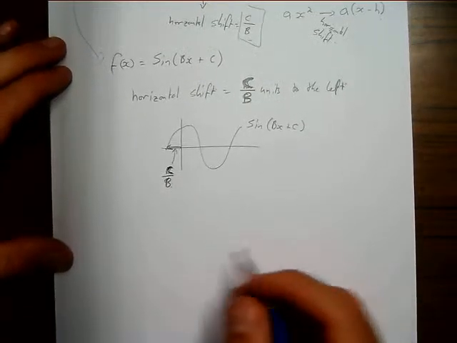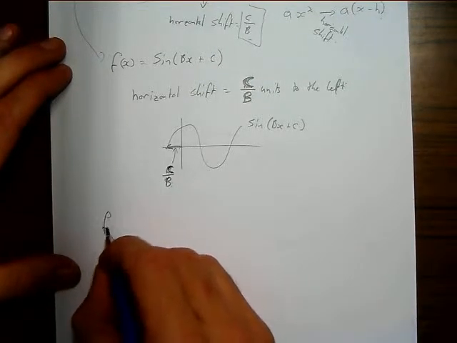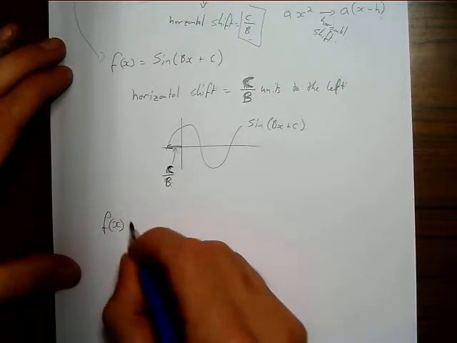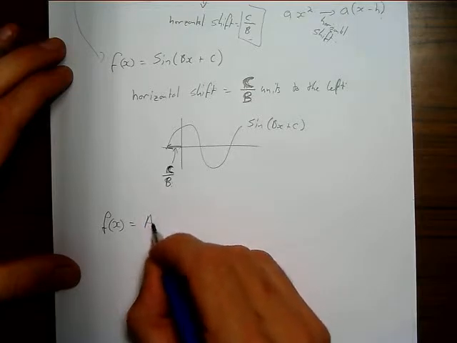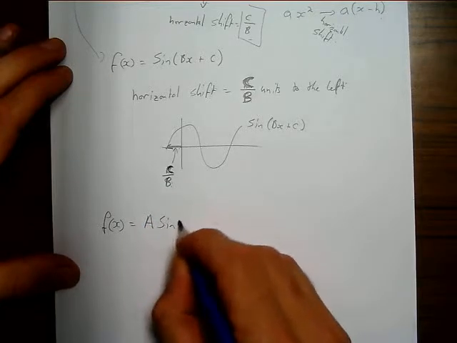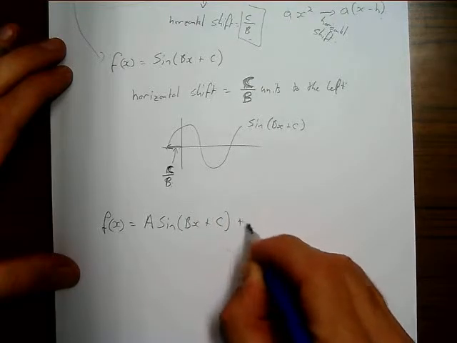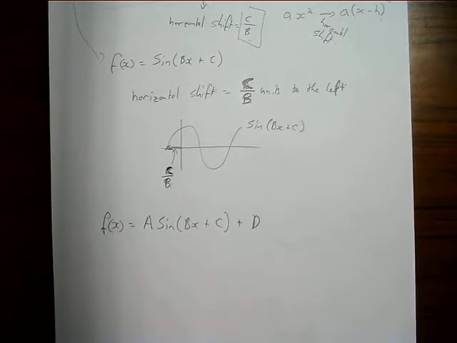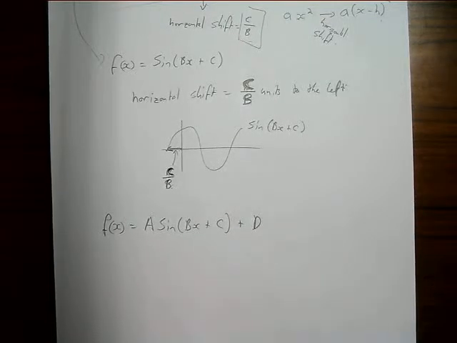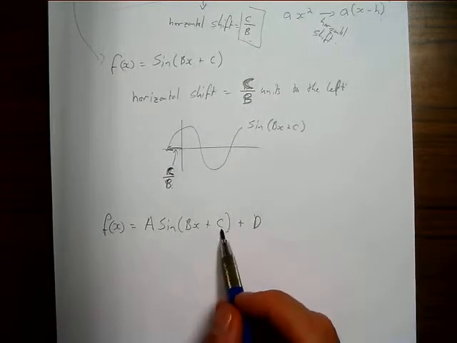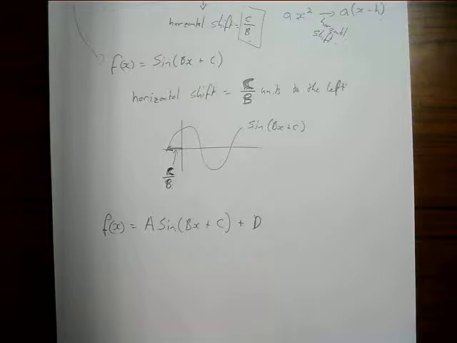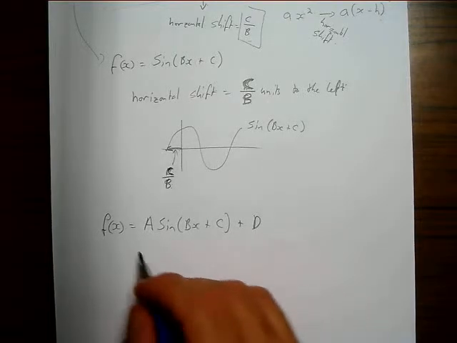Okay, so let's put this all together. We have some function a sine bx plus c plus d. Now, do you see why we use plus d for the horizontal? Yeah, because we use c over here. That's kind of clever, I think.